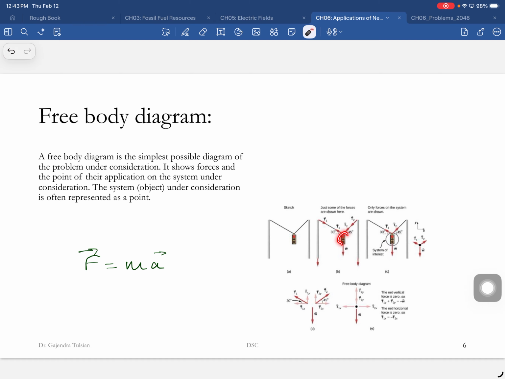So here's an object that is at rest. So the sum of the forces on it must be 0. Okay, so there are three forces acting on this object: gravity, this tension, and that tension. Okay, right now, till we get to chapter 9.